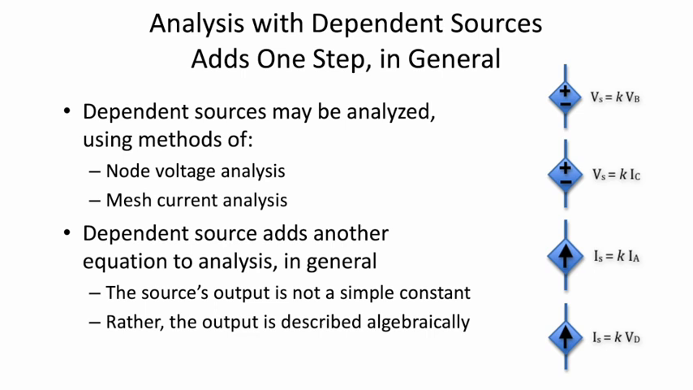In general, when we have dependent sources, an additional step will be added in an analysis. And here I'm thinking mostly of analyses involving methods of node voltage or mesh current. The dependent source is going to add another equation because it adds an algebraic step. The intensity of the source or output of the source is not a simple constant. Rather, it has an algebraic relationship with some other quantity in the circuit. Hence, an additional step in the analysis, but not too bad.